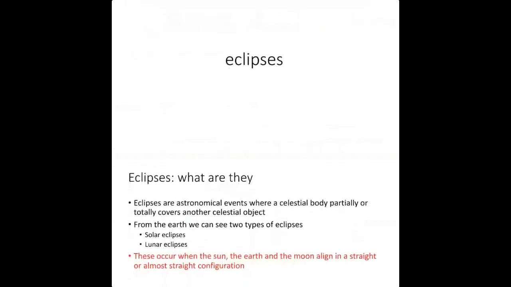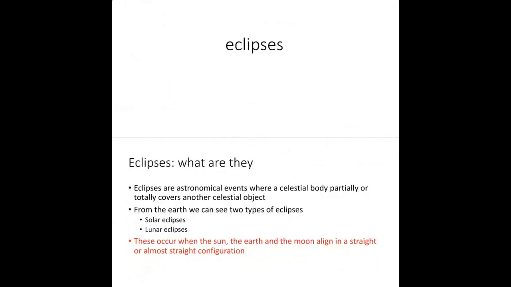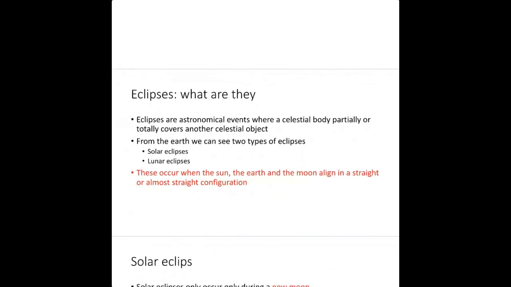Voilà. Then some small intermezzo on eclipses, since we're talking about the sun and the moon. And now, what are eclipses? Eclipses are astronomical events where a celestial body is partially or completely covered by another celestial object. From the Earth, we can see 2 types of eclipses, either of the sun or of the moon. They call them solar eclipses and lunar eclipses.